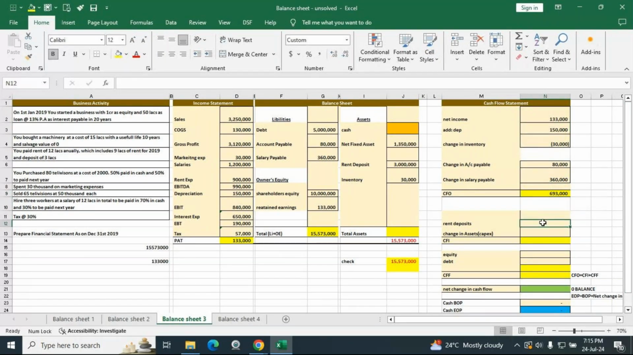So rent deposit, how much I am paying? So it is 3 lakh rupees. So change in asset, capital expenses. So capital expenses, 3 lakh rupees. Yeah, I am giving the money. So money is going out of the pocket. So I need to take it in minus. So then capital expenses will be the investment what I have done. So it will be equals minus 15 lakh.